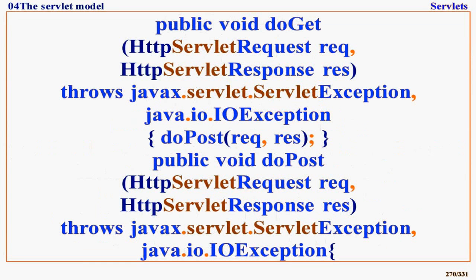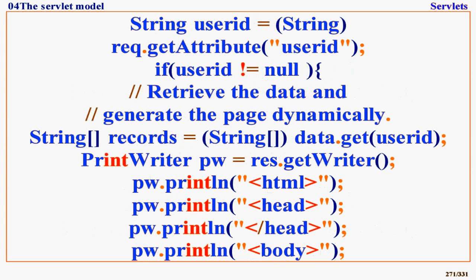Public void doGet(HttpServletRequest req, HttpServletResponse res) throws javax.servlet.ServletException, java.io.IOException, doPost(req, res). Public void doPost(HttpServletRequest req, HttpServletResponse res) throws javax.servlet.ServletException, java.io.IOException. String usert = (String) req.getAttribute("usert"). If usert != null, retrieve the data and generate the page dynamically.